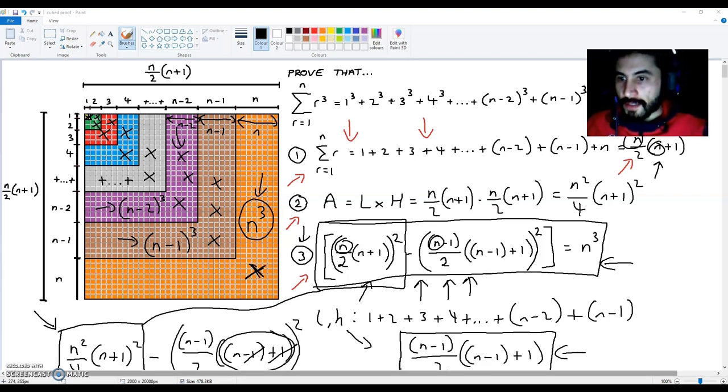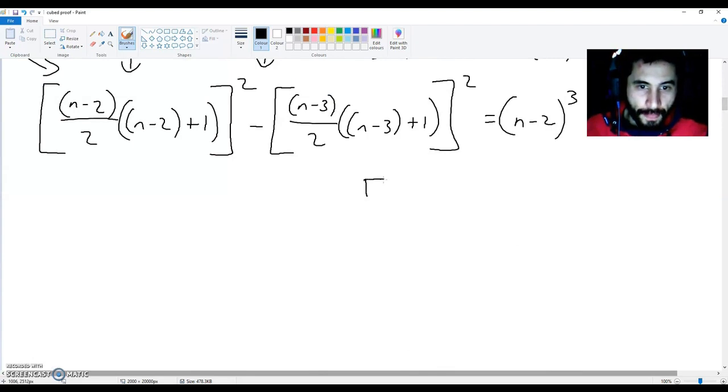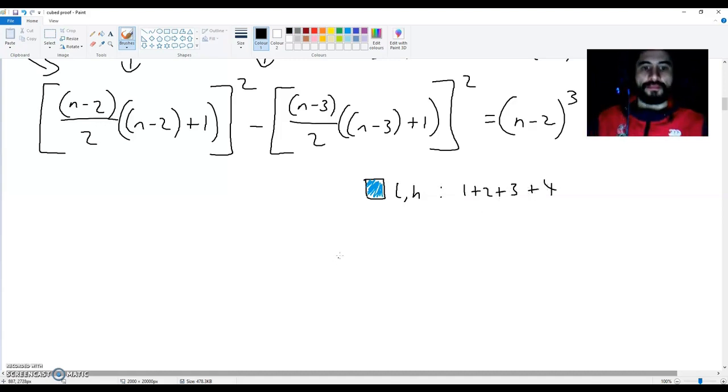The area shaded in blue is going to be the blue square minus the red square. Now the blue square has a length and a height of 1 plus 2 plus 3 plus 4, and the red square has a length and a height of 1 plus 2 plus 3.